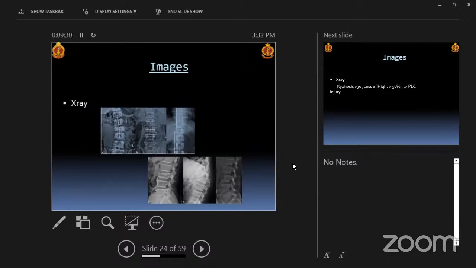Now the images for spinal fracture. The X-ray is the first line of investigation. And what can you see with the X-ray in spinal fracture? First, decreased height of the vertebral body, right? Or increased interspinous space, which suggests a fracture, translation, or fracture dislocation.